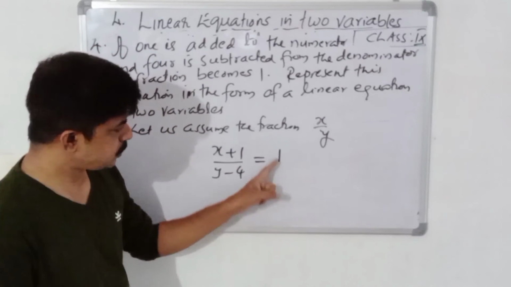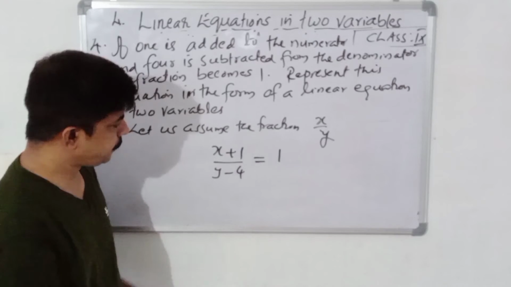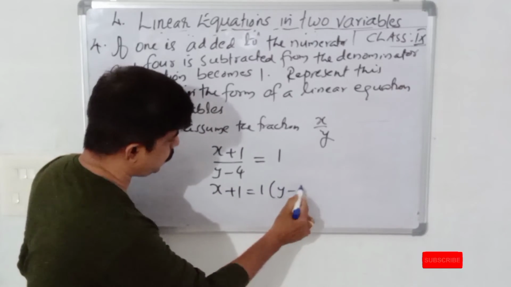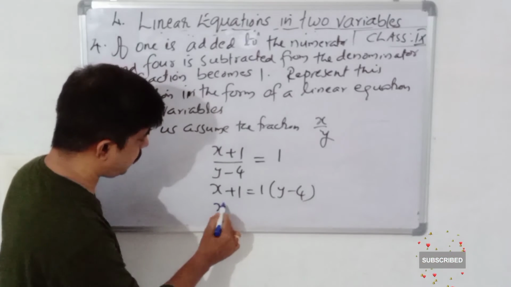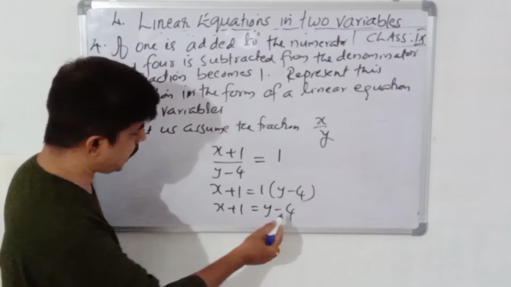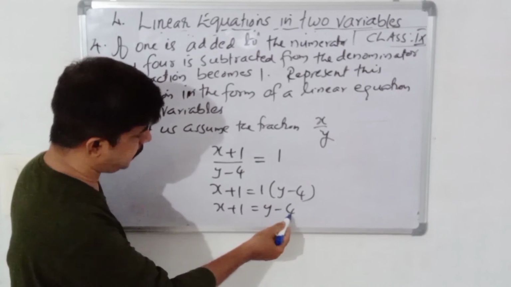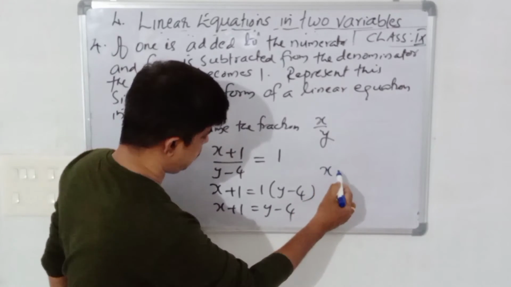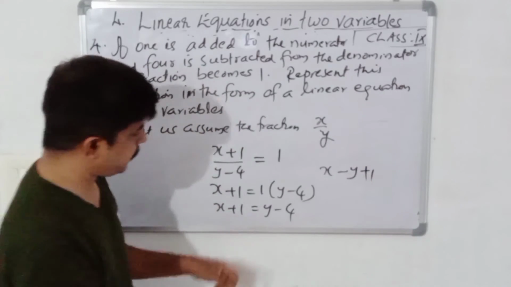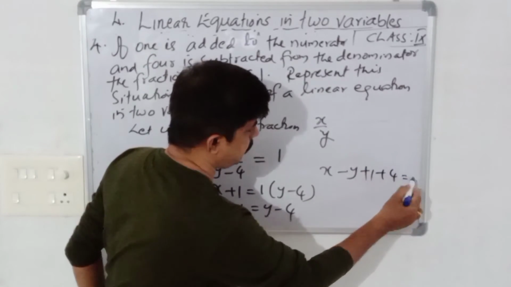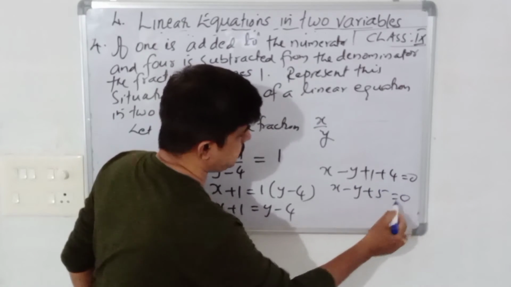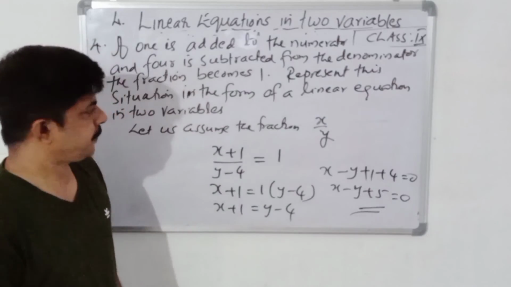Now we have to use the cross multiplication method. We have to simplify: x plus 1 is equal to 1 into y minus 4. Therefore, x plus 1 is equal to y minus 4. Transposing both y and negative 4 to the LHS, we get x minus y plus 1 plus 4 is equal to 0. Therefore, x minus y plus 5 is equal to 0.